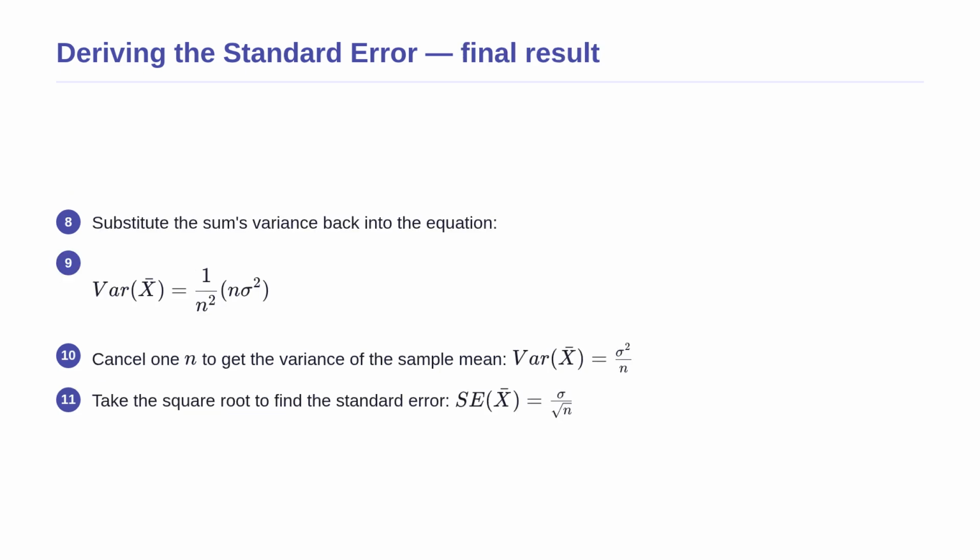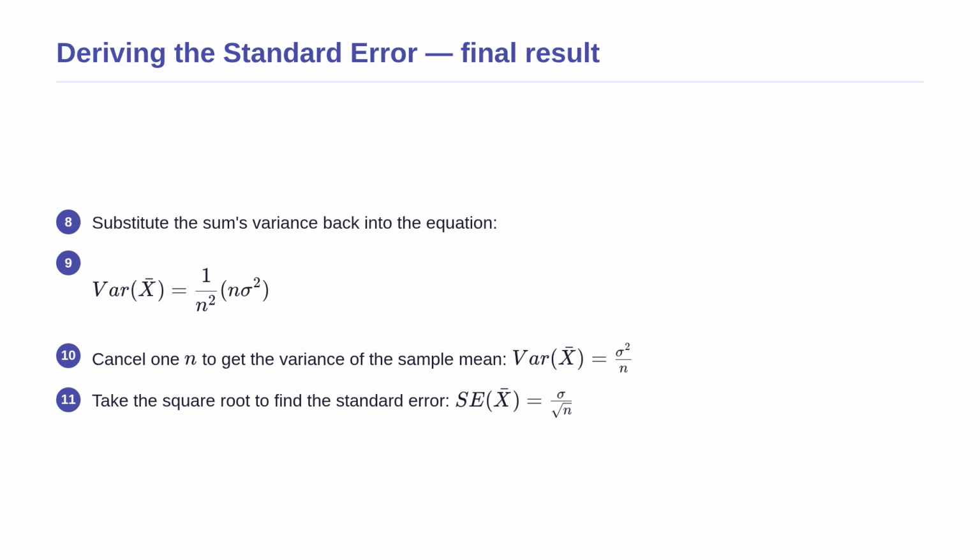We are now ready to find our final result for the derivation. We substitute the sum's variance back into our main equation. Now we can simplify this mathematical fraction by cancelling out common terms. We divide out one copy of the sample size n from both the numerator and the denominator.